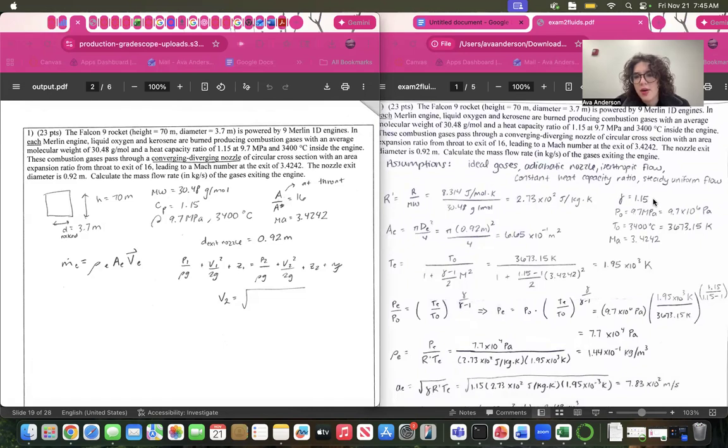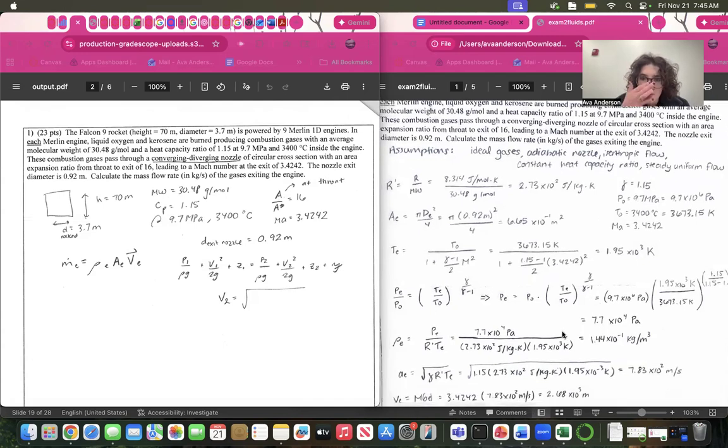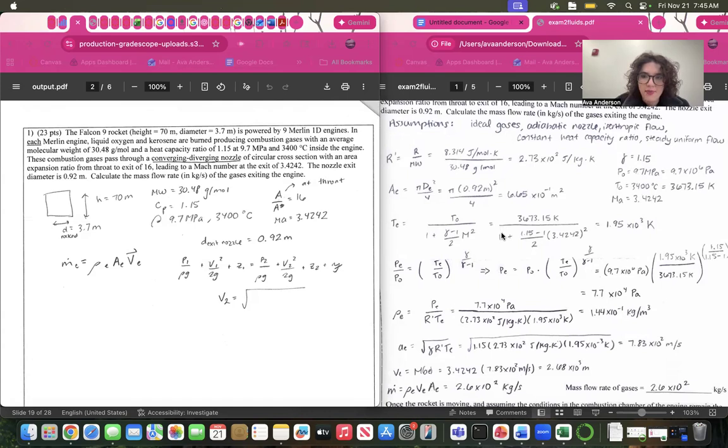I converted the megapascals to pascals for P critical, and then T critical, I converted that to Kelvin. And the Mach number I just pulled from above. But I used the normal gas constant and divided that by the molecular weight to plug into equation later, and that got me 2.73 times 10 to the second joules per kilogram Kelvin. And we need to find the exit area, and so that's pi diameter of the exit squared divided by 4, and that's 6.65 times 10 to the negative 1.